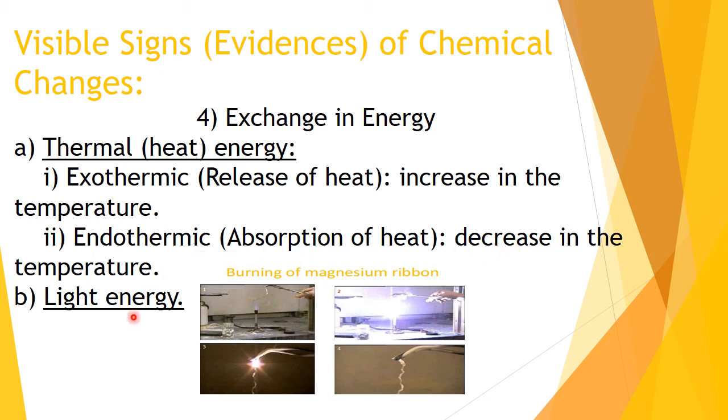The second form of energy is light energy. Take the following example, burning of magnesium. Upon burning a piece of magnesium, it reacts with oxygen gas and leads to the formation of light energy. Look here, we have the formation of light energy. Also, it leads to the formation of heat energy. It's an exothermic reaction since it's a combustion reaction, a burning reaction.